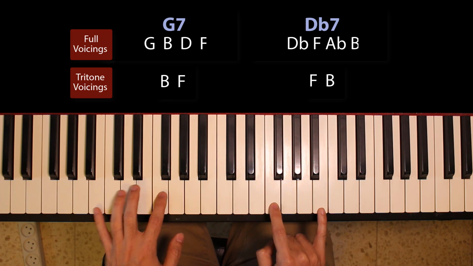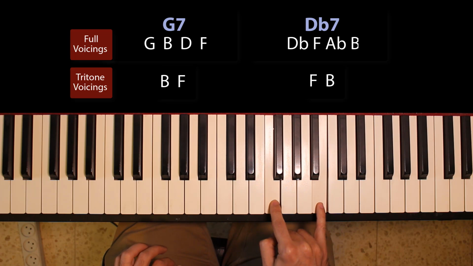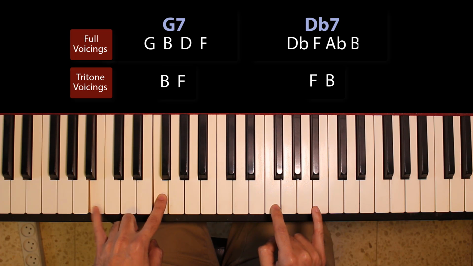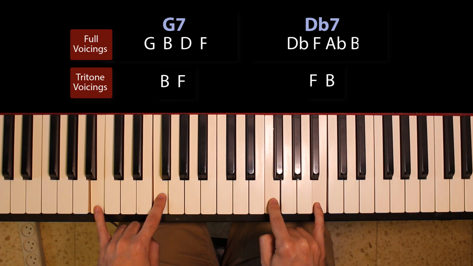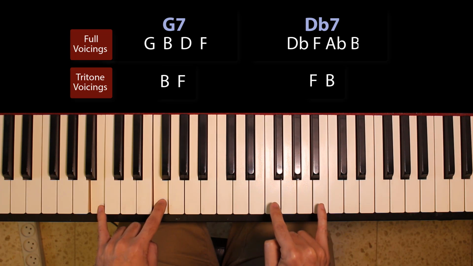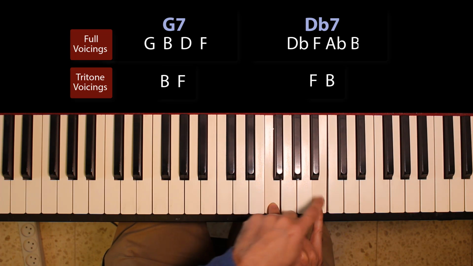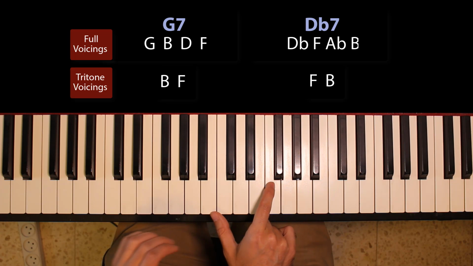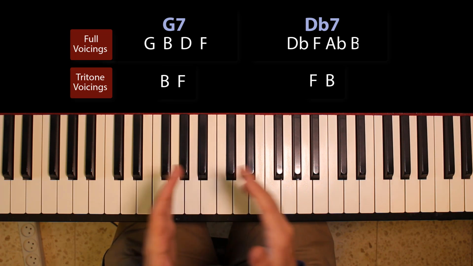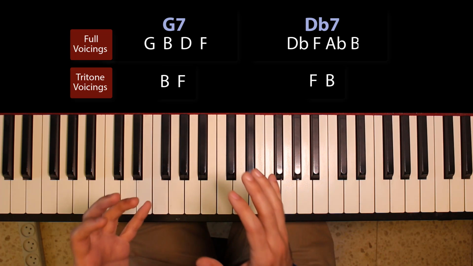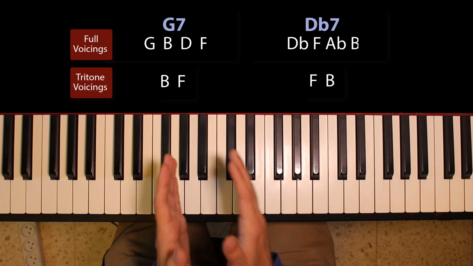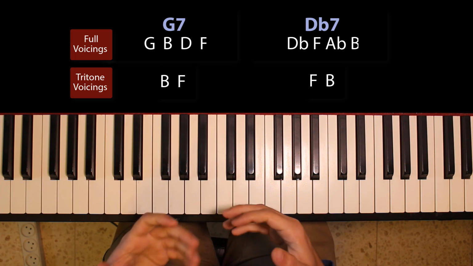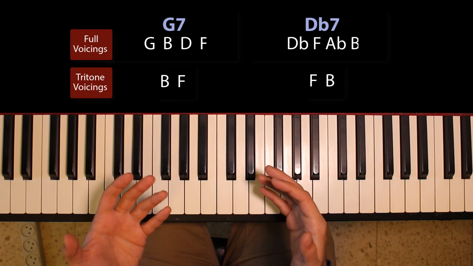Now let's compare them. G, D flat. They're actually the same. See, here I'm playing a B and an F, and here I'm playing an F and a B. I can invert this one. I can just take this B down an octave, and you'll immediately see that they're the same thing. And this is where the tritone substitution comes from. It's the fact that both G dominant seventh and D flat dominant seventh share the two most important notes that let you substitute one for the other.